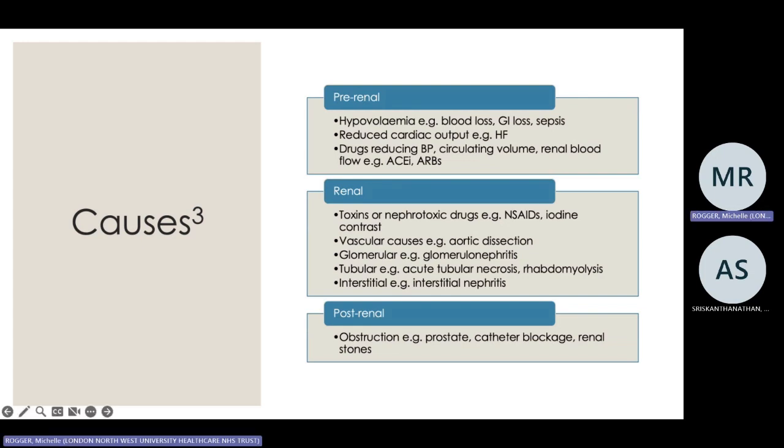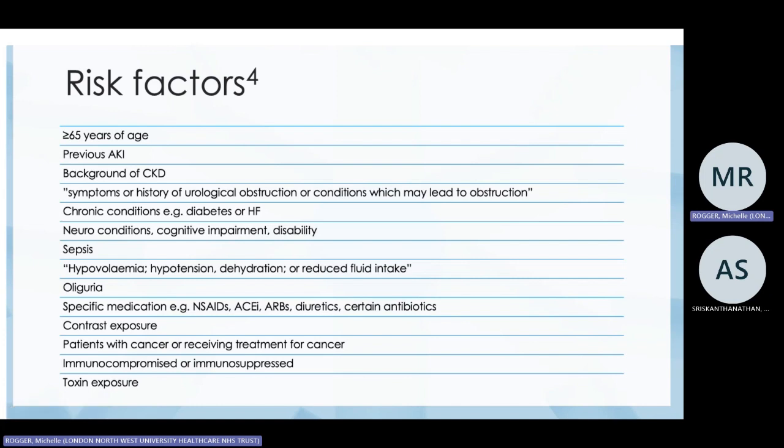Okay. So risk factors, who's more likely to develop an AKI? So age, tends to be 65 or above. Someone who's had a previous AKI is at higher risk. If they've already got kidney disease, so chronic kidney disease, or if they've got known symptoms or a history of urological obstruction or things that might cause it, like I said, BPH or prostate problems, if that worsens, they're at higher risk of having an AKI.